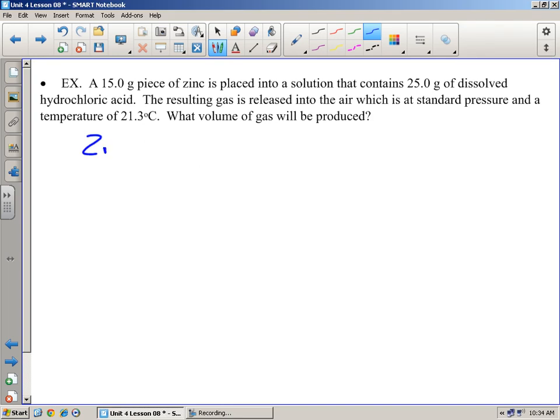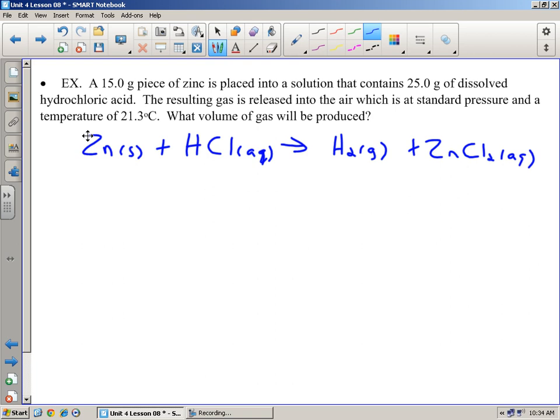Okay, zinc and hydrochloric acid gives you a single replacement reaction. Okay, guys, quiet. Single replacement reaction. So the zinc and the hydrogen need to switch places, right? So hydrogen, which comes in 2s, and of course, some zinc chloride, aqueous. Balancing. There you go. Okay. So put the information in the right spot.